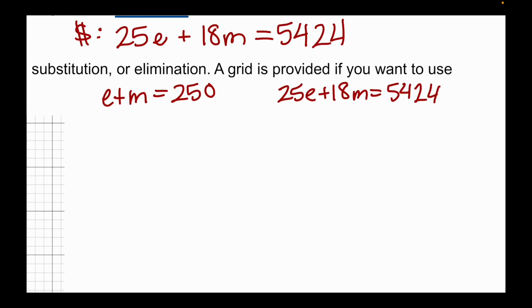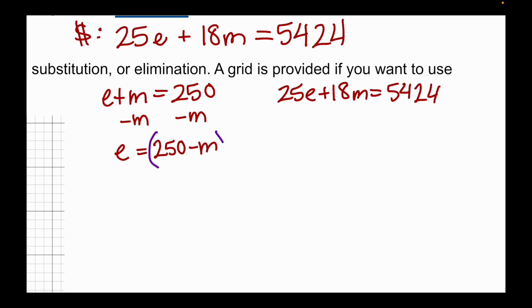I'm going to use this equation right here, and I'm actually just going to isolate one of these variables. I'm going to solve for one of these. So I'll use E. I'll solve for E. That means I'm going to subtract M from both sides, and I'll have E is equal to 250 minus M.